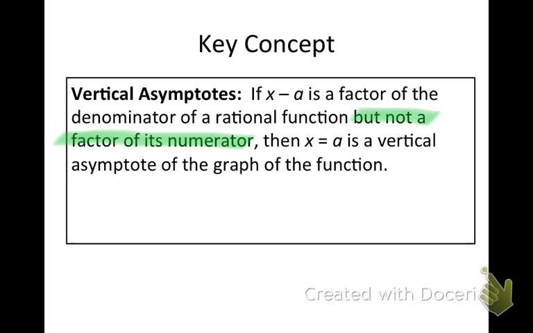Verticals are the easiest ones to find. Pretty much you take those excluded values that we had from the domain. So in that last example, our two excluded values were -5 and -4. So the vertical asymptotes would be x equals -5 and x equals -4. Those would be imaginary vertical lines that your graph would never intersect.